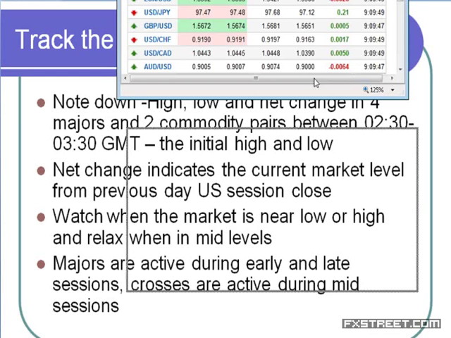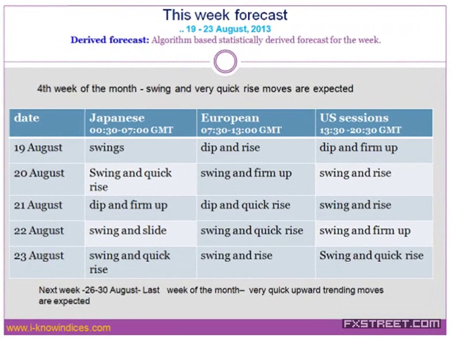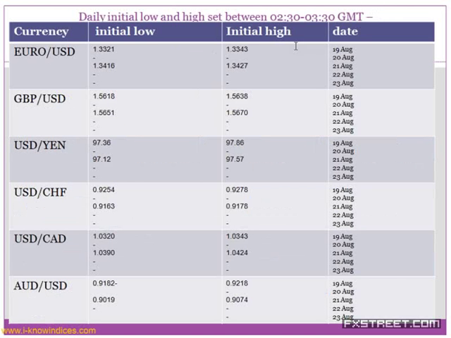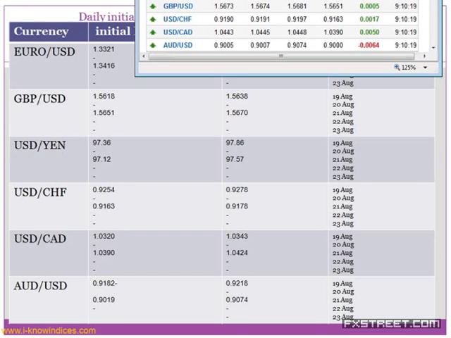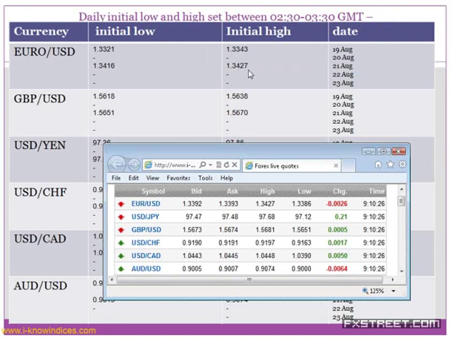So we note down the initial lows and the highs in the 4 majors and 2 commodity pairs around 3:30 GMT and refer to the live market code page. So let me show the initial lows and the highs I have noted down today. Okay. So this is a slide I showed during the Asian Session Live Market Analysis webinar. And here I noted down around 3:30 GMT the initial lows and the initial highs.